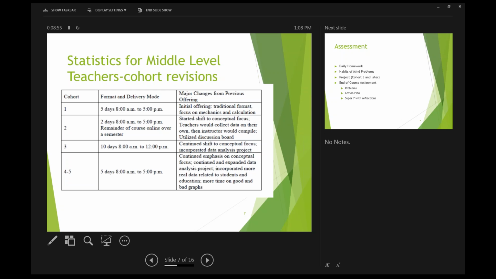We made pretty big changes in Cohort 3. Those students we had for 10 days, for half a day. They were taking a pedagogy course, if I recall correctly, in the afternoons that was paired with ours. It was with Cohort 3 that we made the really big shift to focusing on concepts rather than calculation. And it was also with Cohort 3 that we incorporated a data analysis project.